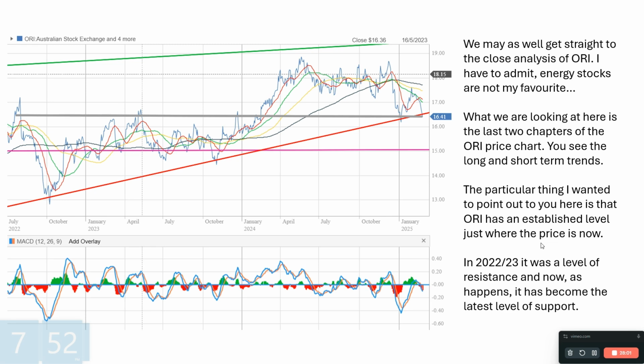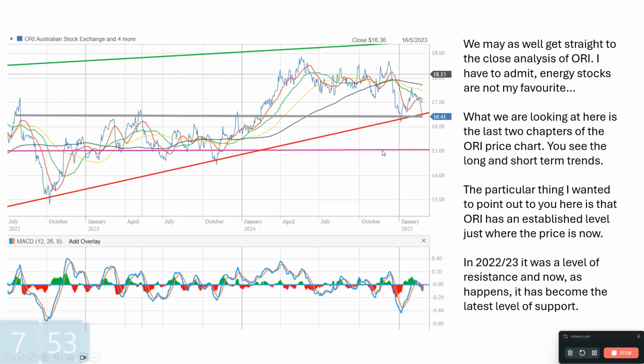What we're looking at here with Orica is essentially what I see as the last two chapters of the ORI price chart. You see long and short-term trends. You've got the long-term trend up here. The current stock price line is below the long-term trend, but you also see a short-term trend, which is the red line, which I'll talk about more in a moment.